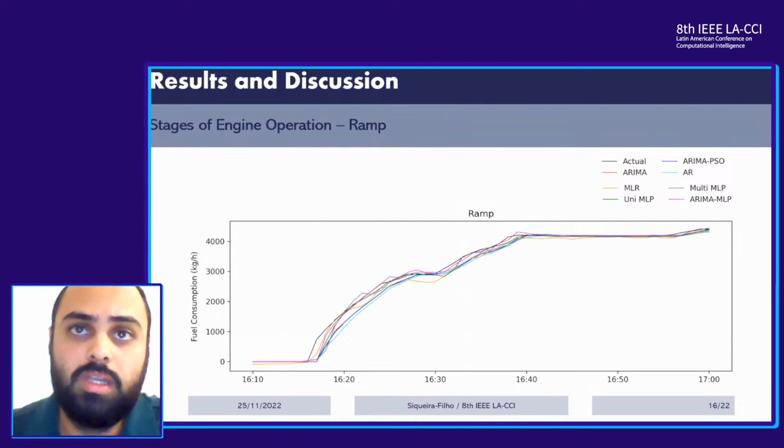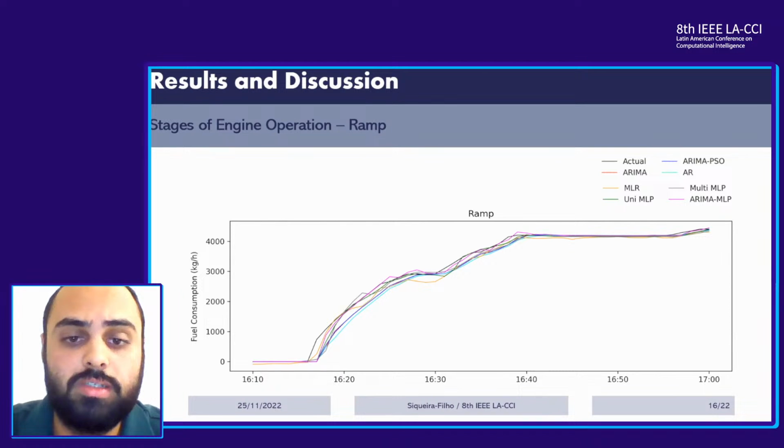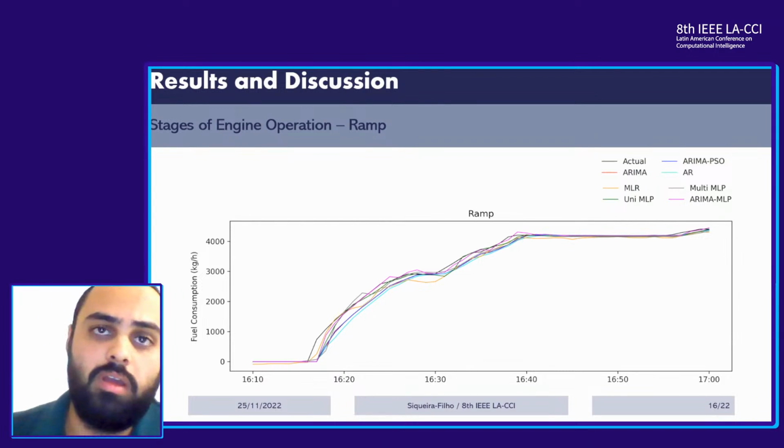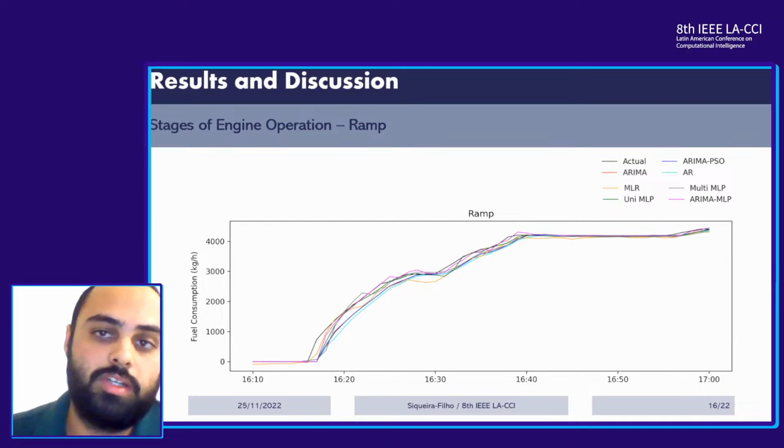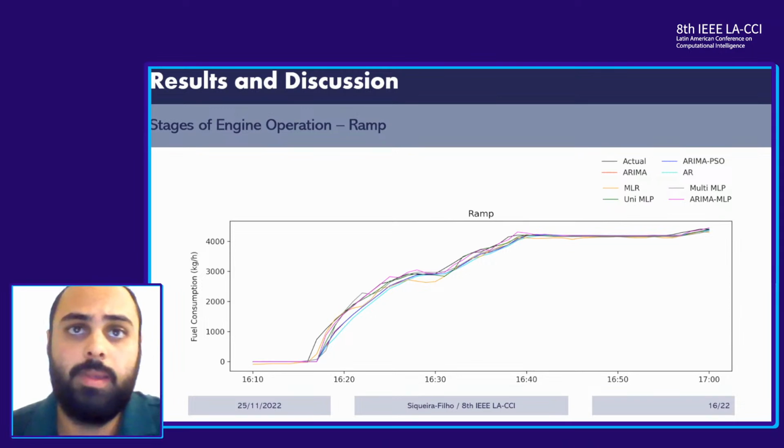But talking about the performance of each model on different stages of the engine operation, it's possible to visualize that each model behaves differently depending on the situation. It's hard to see on the screen, but all the models were able to follow the system startup just fine. However, it's possible to achieve a prediction much closer to reality when nonlinear prediction models are used: MLP, univariate, multivariate, and the hybrid approach.